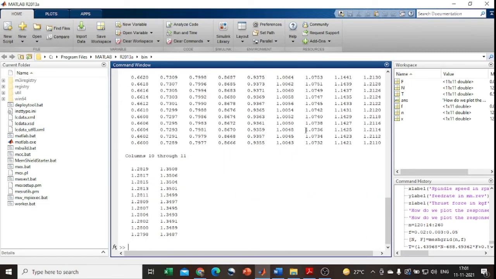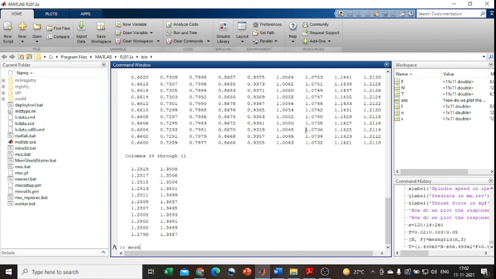Okay, these are all the things. We can enter the input parameters and output parameters, the values which are available with our experimental data. And then how can I plot? Yes, now I can move to plot.